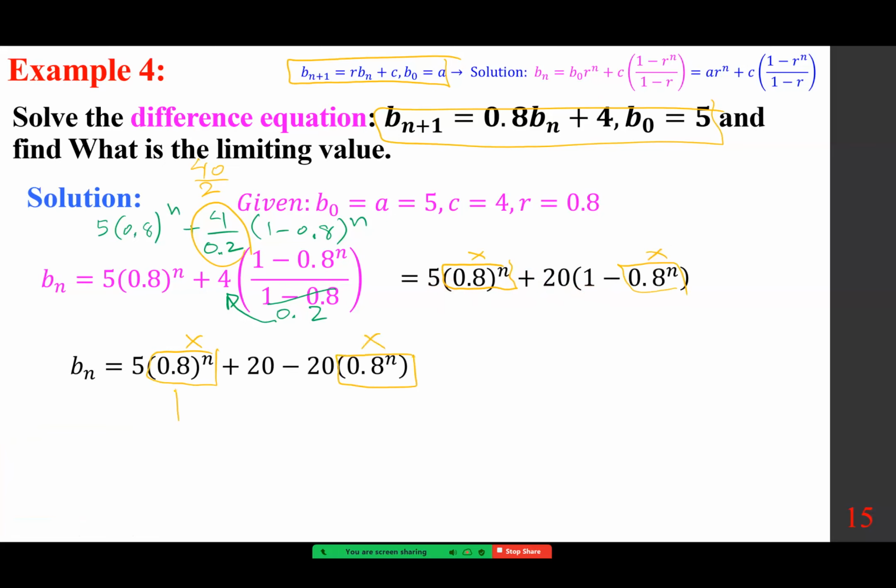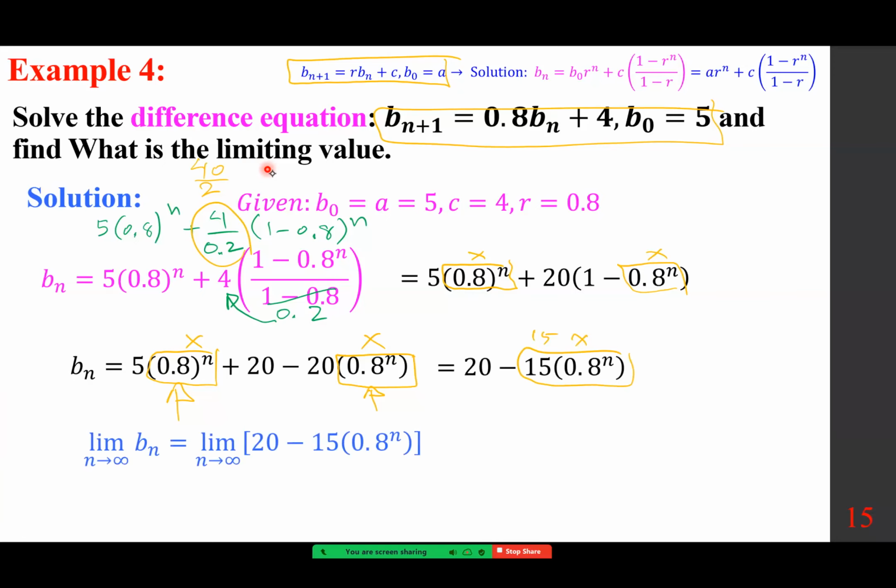Therefore, if I combine this one and this one, I get negative 15x, or negative 15 times 0.8 to the power of n. So you can think of this part as 15x, if it makes it easier to combine them in this fashion. Why did we write it in this form? It makes it easier to take the limit now because we are interested in finding the limit. So the limit of this expression.